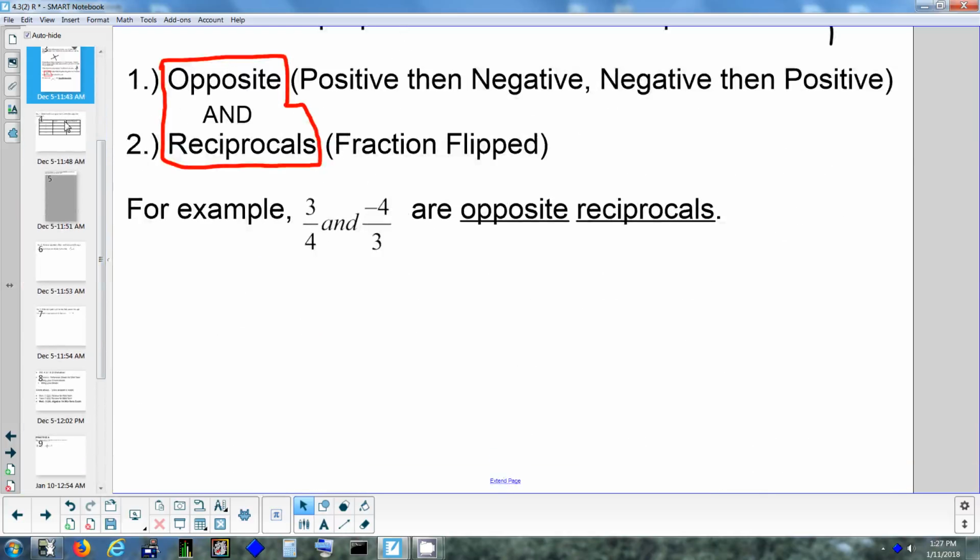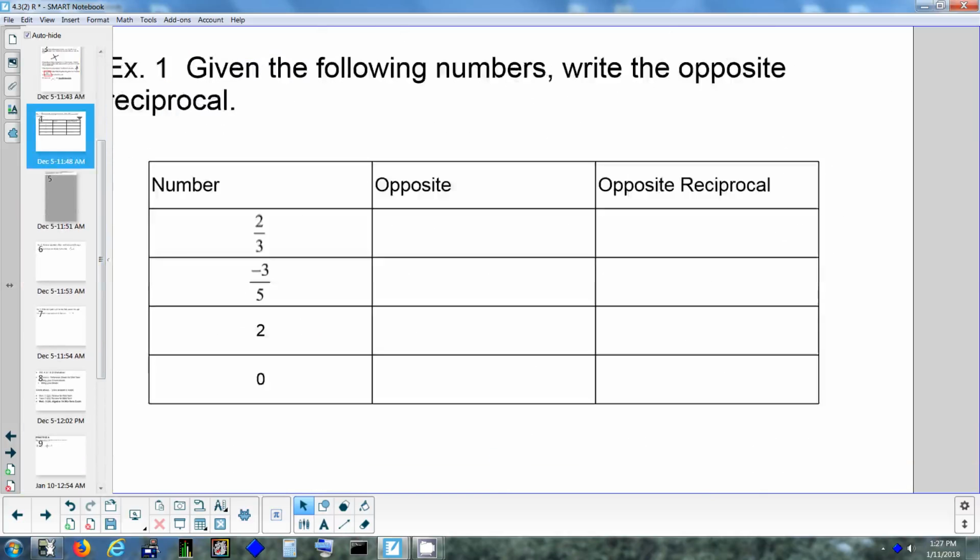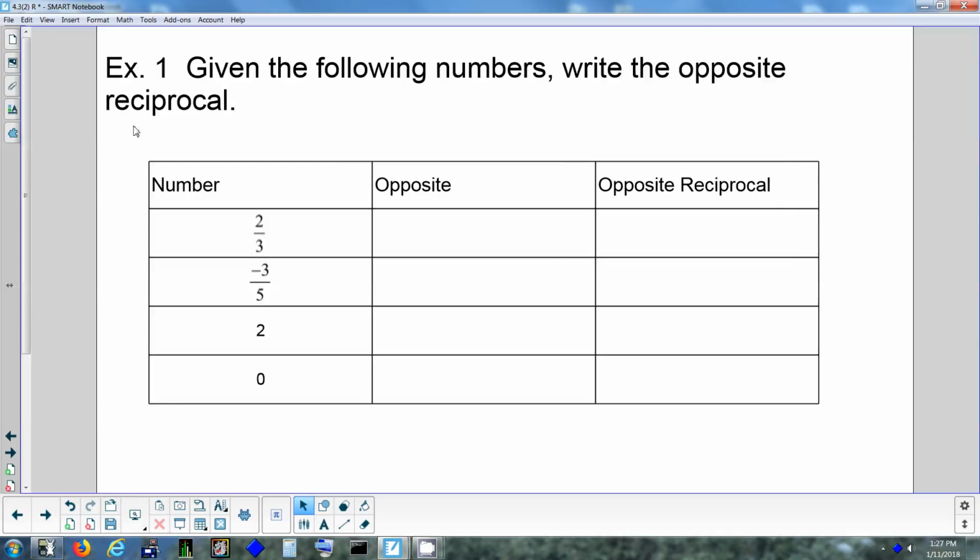Alright, everybody good with this? Yeah. So now, everyone good? We got the chart. You guys should have this on your guided notes, right? Okay, good.